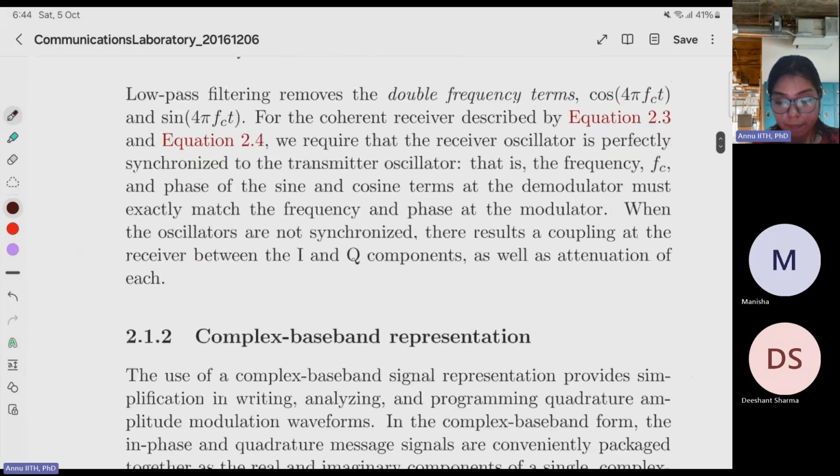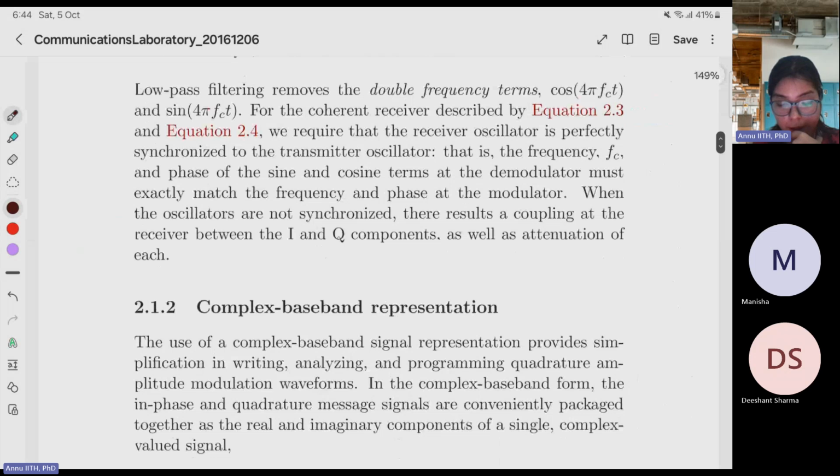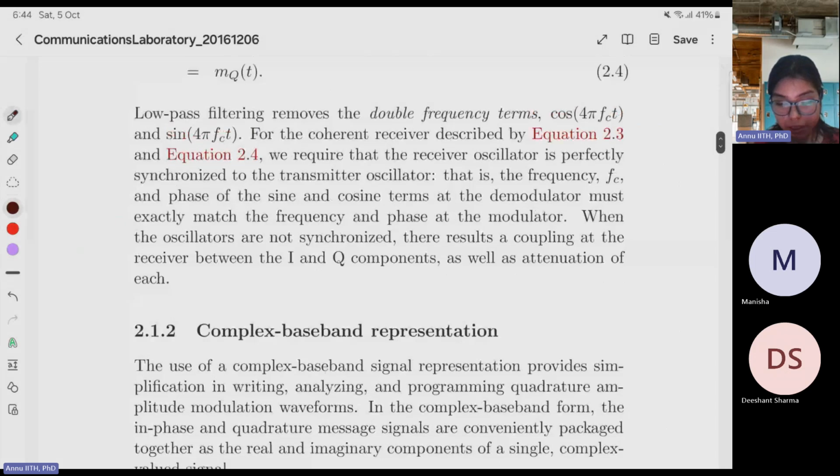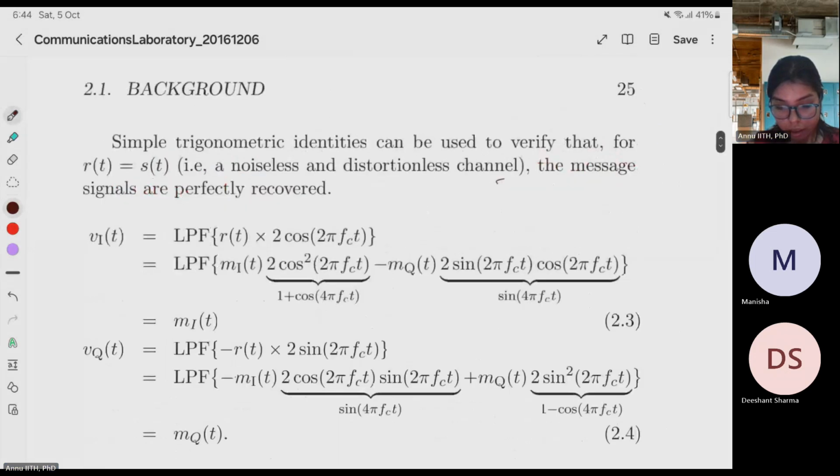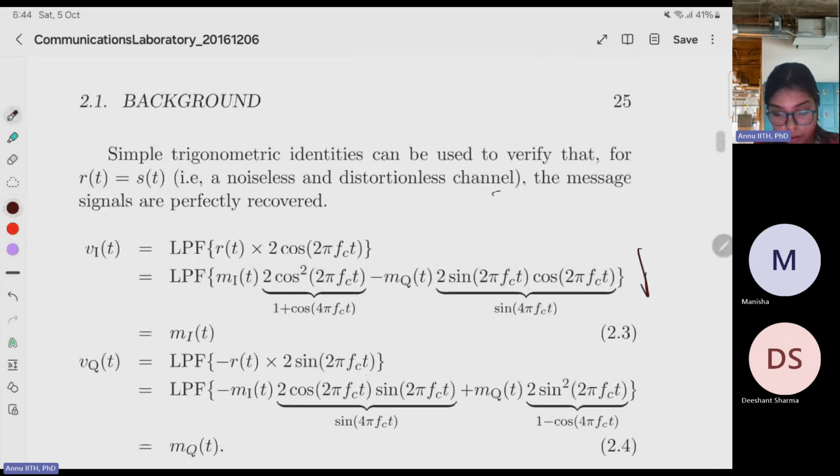The low-pass filtering removes the double-frequency component. This is the coherent receiver described in equation 2.3. Coherent receiver means that the receiver frequency is the same as the oscillator. That's why this is coherent. The oscillator generating the frequency, which is f_c or 2f_c, should be the same, and should not have any phase or frequency deviation component.